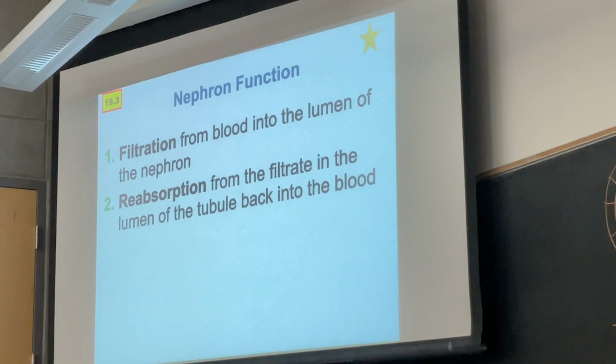And then the second function, sometimes I call it absorption, it's technically reabsorption because we just dump it out there. Same process. I don't know if there's anything special about calling one or the other, right? But you're going from the filtrate back into the blood right there. That's reabsorption.